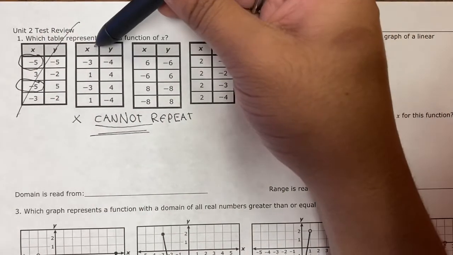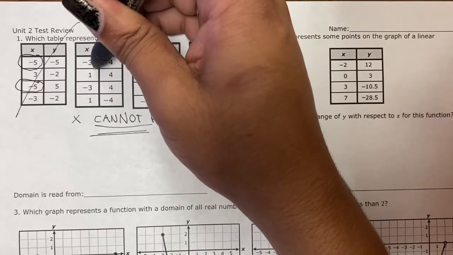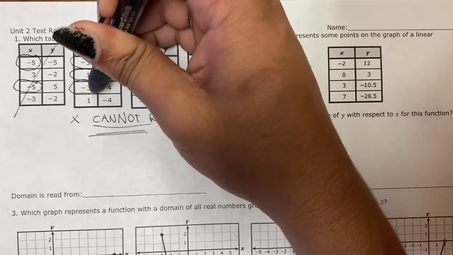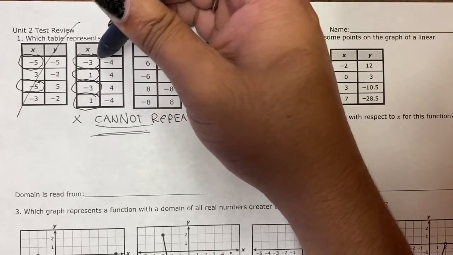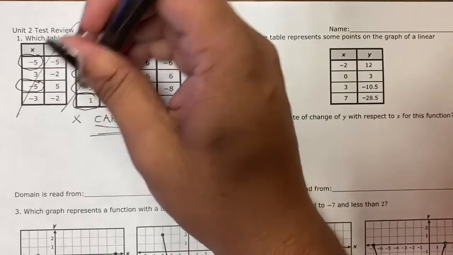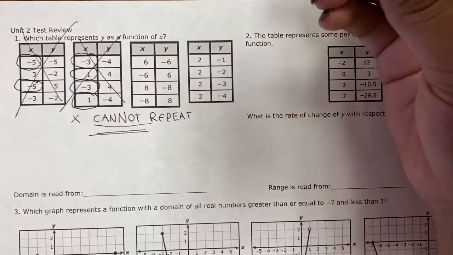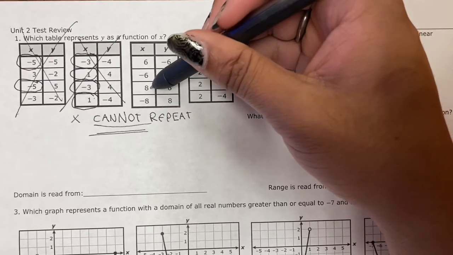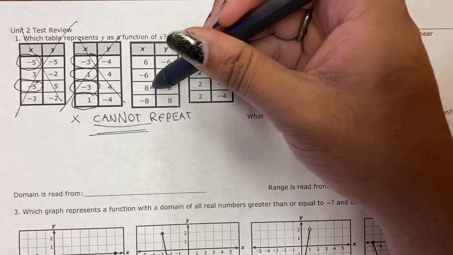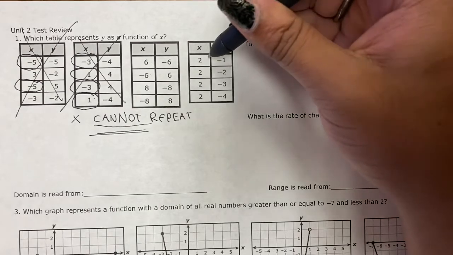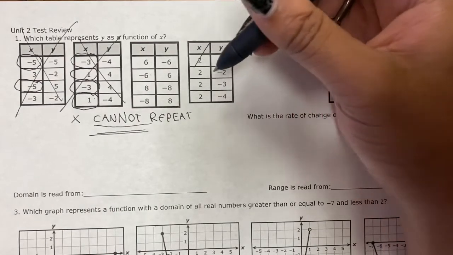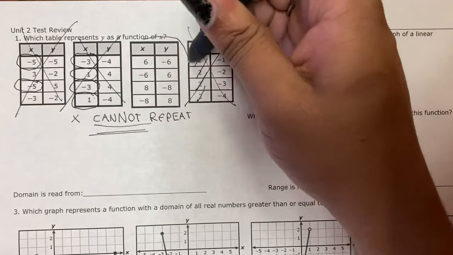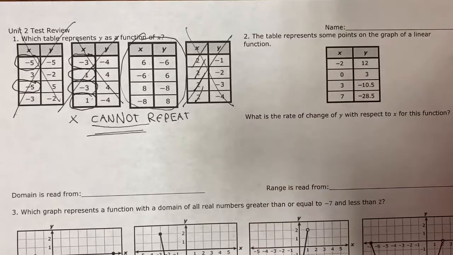For the second one, I'm looking at the x's again. I see -3 right here, a -3 right here, and I see a 1 and a 1. That means 1 repeats and -3 repeats, meaning this one is not a function. This third one, I see 6, -6, 8, -8. Those are each 4 different numbers. And then we have the last one, x, so 2, 2, 2, 2. This one is not a function. So this is the only one that is a function.